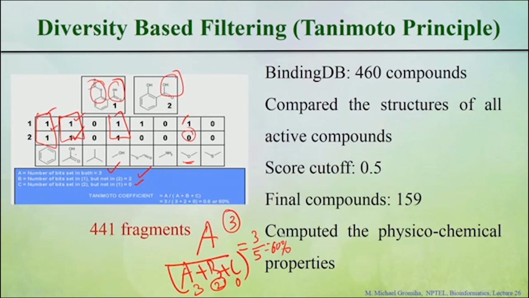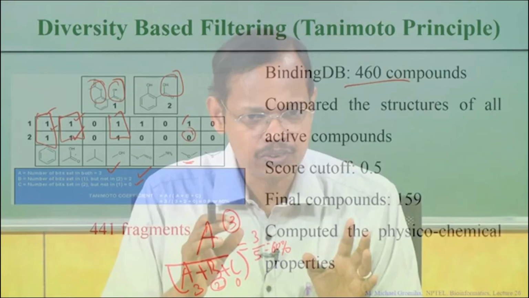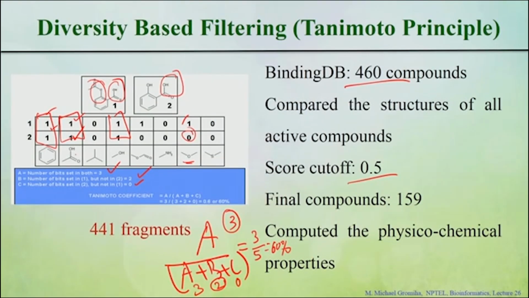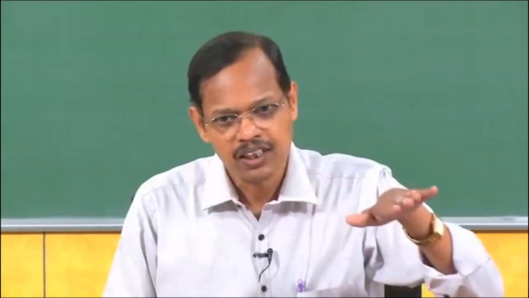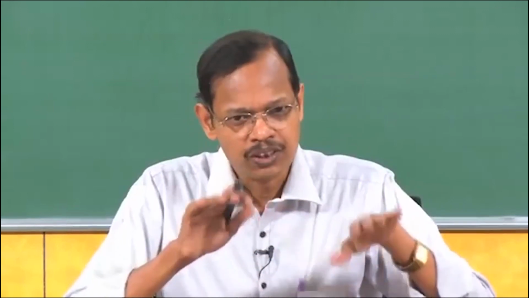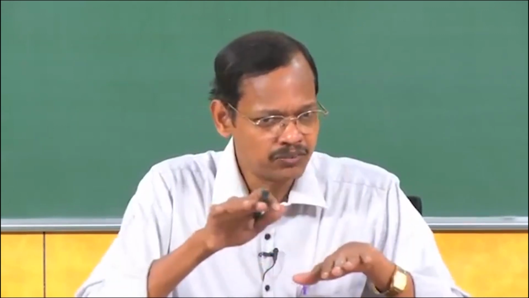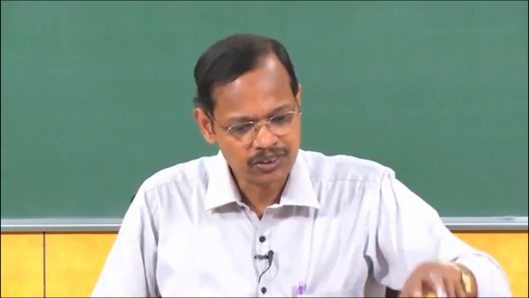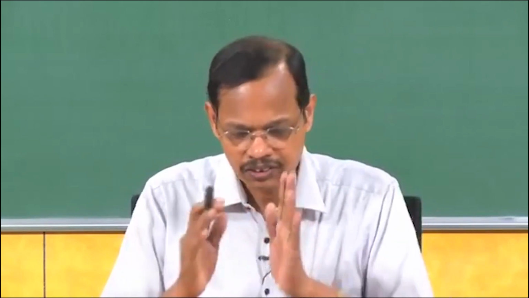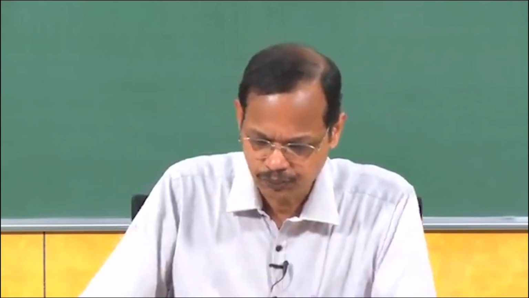So, they take the 460 compounds and compare the structures of all the active compounds, right, using the Tanimoto coefficient and set the cutoff of 0.5. If you do this, we ended up with 159 compounds from this 460, right. Like in sequence analysis we look at the similarity matrix, and in structural analysis we use RMSD, here also we use the Tanimoto coefficient to get the non-redundant structures.